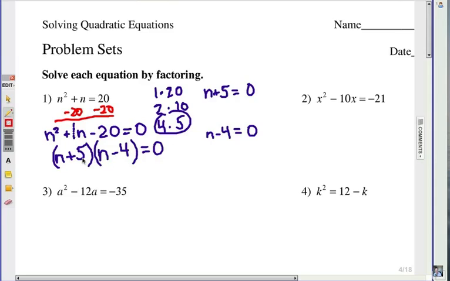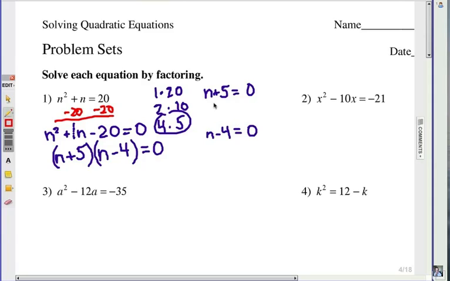These binomials represent numbers that multiply to give you 0. Now what's the only way to get 0 when you're multiplying? Well, if this first group is 0, or if the second group is 0, or both. So what we do is we split it up into two different equations. n plus 5 could be equal to 0, or n minus 4 could be equal to 0. Okay, we just have to solve two separate equations.